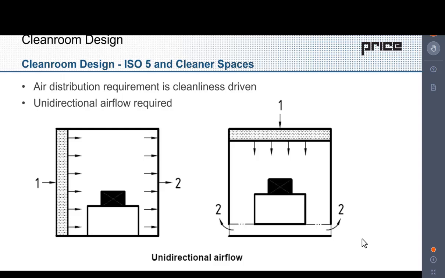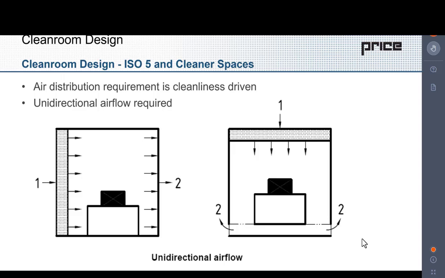For ISO 5 and cleaner spaces, we do have to provide fully unidirectional airflow. Now, what that means is we can still provide ceiling-mounted supply diffusers, but then we're going to need a floor-mounted or a suspended floor return system so that we're not forcing our air to change directions to be returned or exhausted throughout the space. Another application that is less common is a ceiling or a wall-mounted supply and a wall-mounted return.